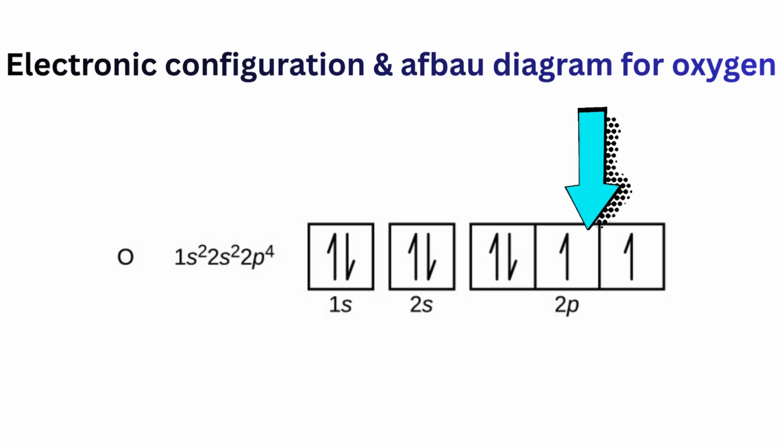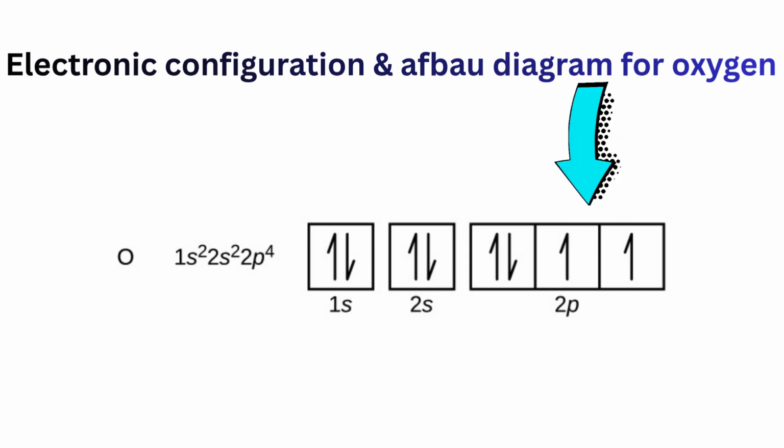Remember, when filling the p subshells, we first assign 1 electron to each orbital with the arrows pointing in one direction. After that, we start from the first orbital, filling 1 electron in each orbital, but now in the opposite direction. So oxygen's electron configuration is 1s², 2s², 2p⁴.